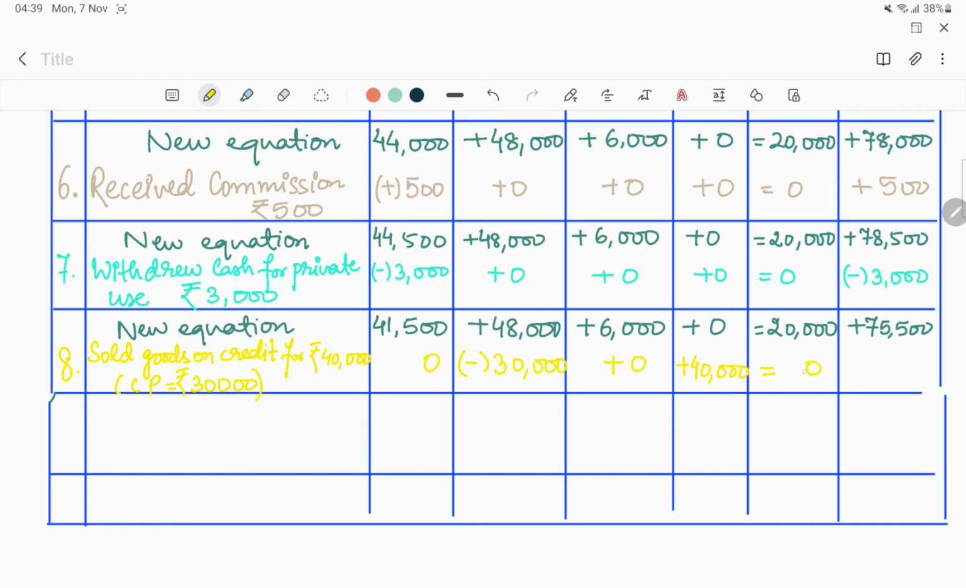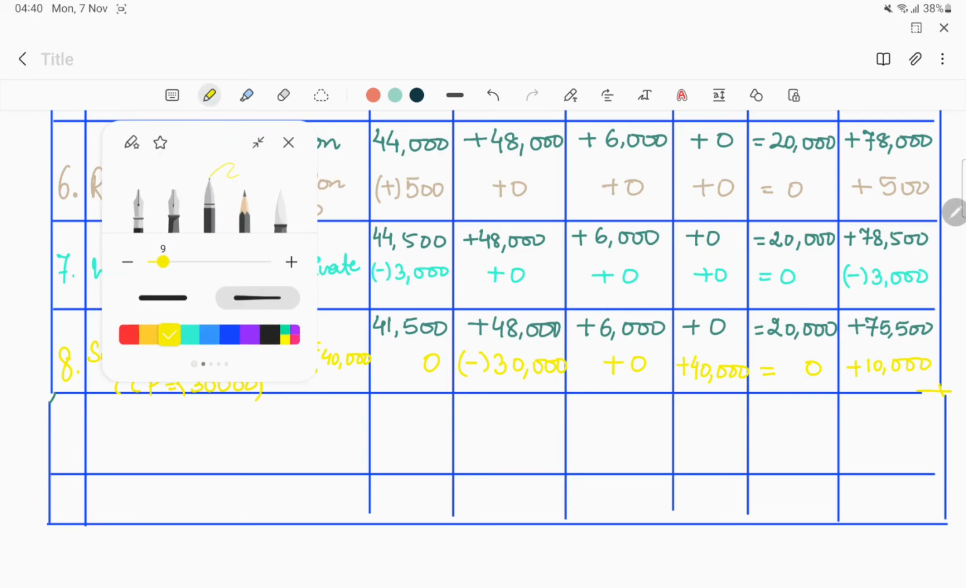Then liability 0, and the capital will increase by only the profit amount, not by 40,000. You have to keep in mind, that's why I told you that in this transaction Mukesh is getting a profit of 10,000. So in capital, only that profit amount will get added, not the whole selling price. Keep that in mind.